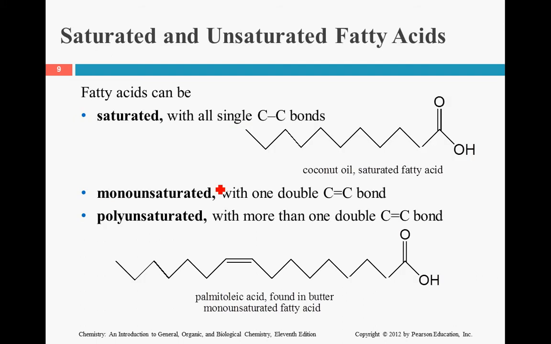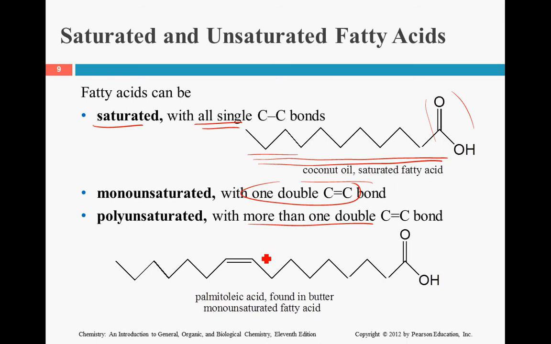You may remember from previous sections, saturated means that they have all single bonds. Notice that none of the bonds here, except for the double bonded oxygen, which doesn't count, are anything but single bonds. Whereas monounsaturated has one double bond, and polyunsaturated has more than one double bond. And here's the double bond here. Take a minute to look at this double bond.